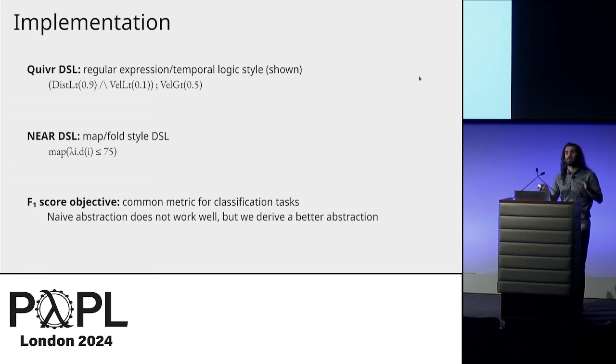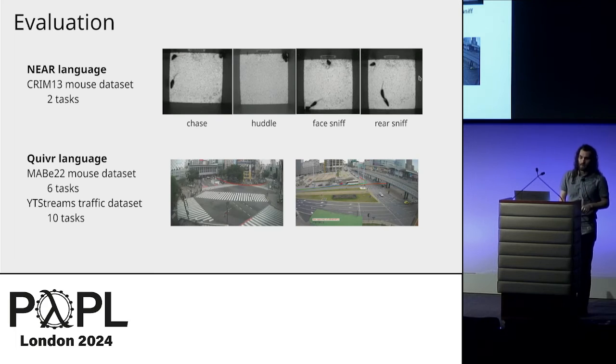But the naive abstraction you come up with by just looking at the arithmetic formula and plugging in abstract transformers there doesn't actually work well, and we're able to derive a better abstraction. We evaluate on these 2 different languages, and on the Near language, we use their data set, which has 2 mouse behavior classification tasks. On the Quiver language, we have 6 mouse classification tasks and 10 traffic classification tasks.